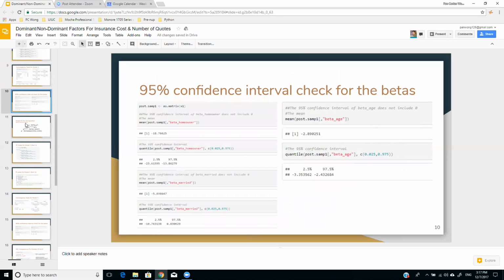Next, we ran the 95% confidence interval check for the betas. We determined that if the 95% confidence interval of a beta does not include 0, that means it's statistically significant. We found that to be true, and also we found that the means of the betas fall within the confidence region.